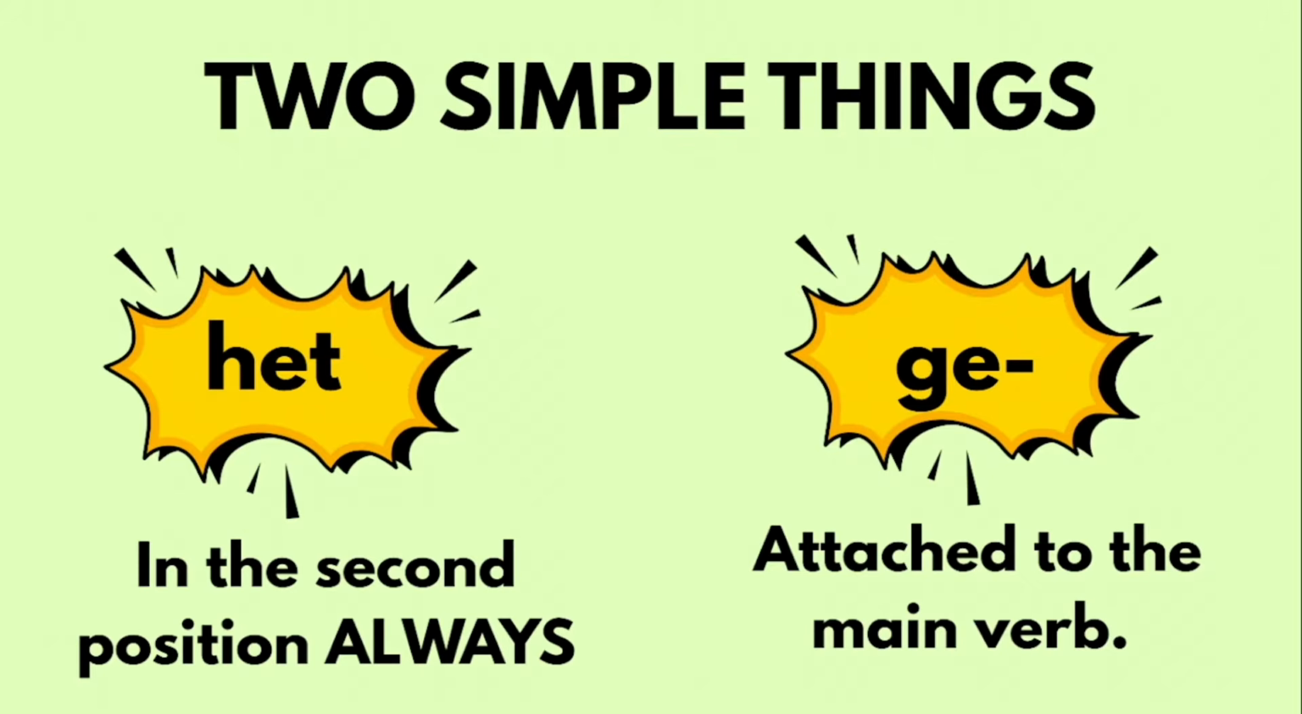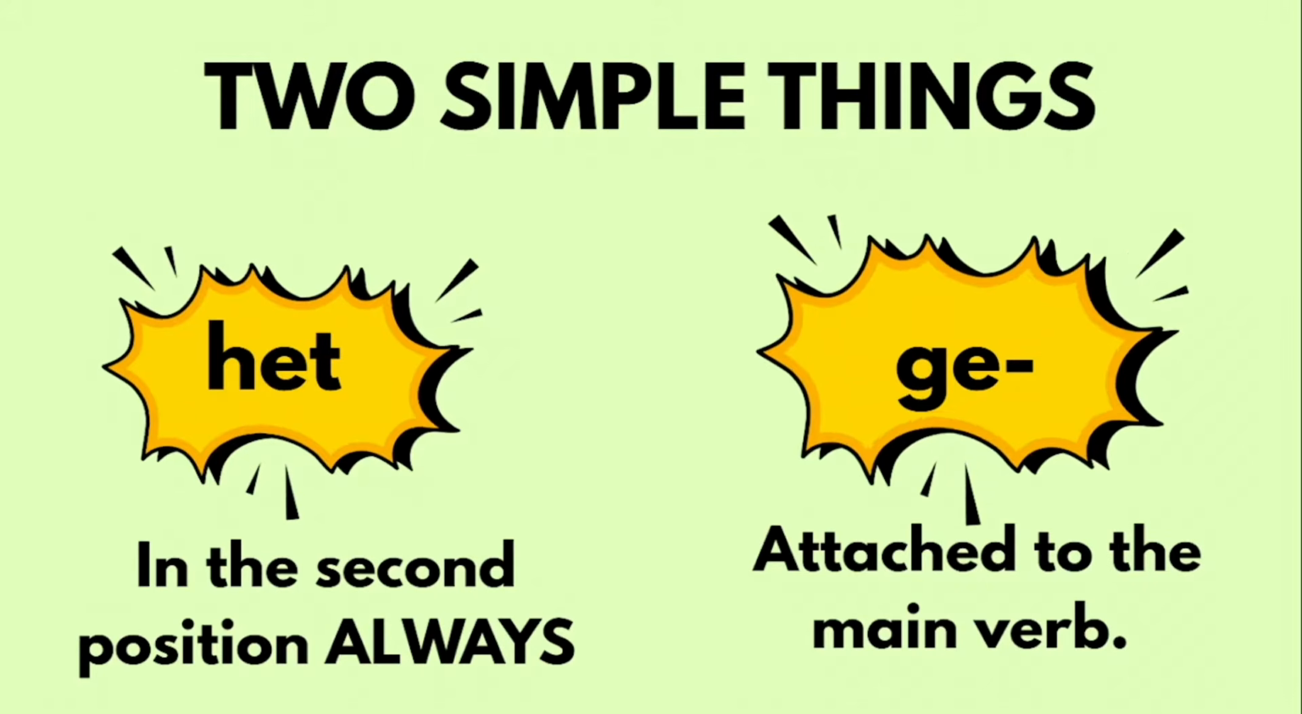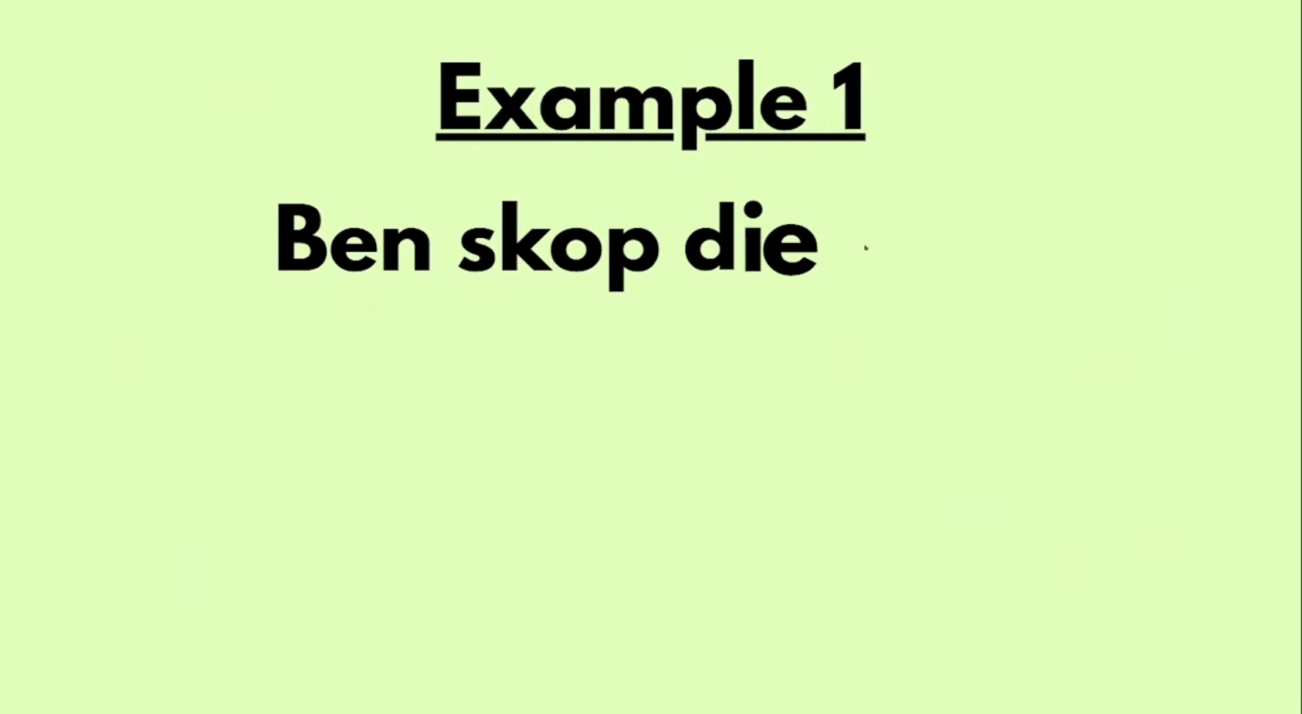So het is always in the second position in the past tense, and ge goes to the end and it is always attached to the main verb. There's only one thing that should come after the second verb, and that is infinitive, which we won't be doing for this example. So let's use one example. Ben skop die bal. Okay, Ben is your subject, skop is your verb 1, die bal is your object.